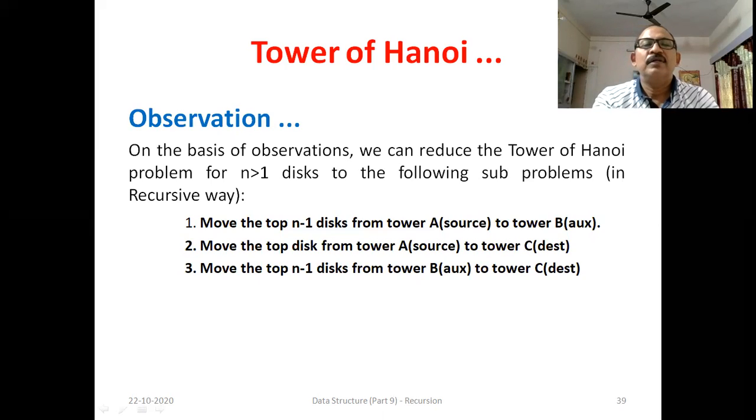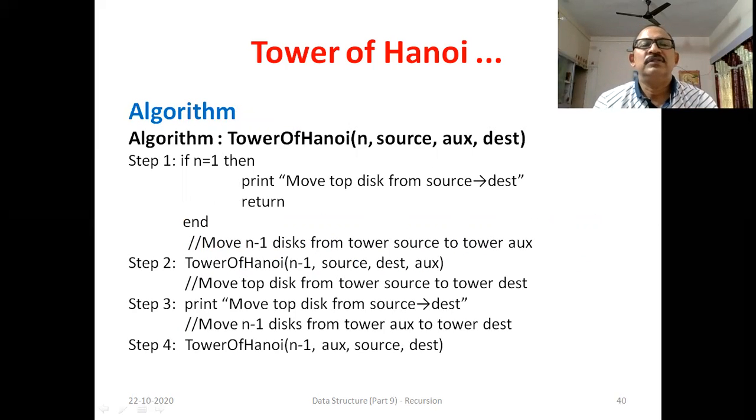Okay. Now, here is the algorithm of the Tower of Hanoi problem. If n is equal to 1, here we simply print: move top disk from source to destination. Is that clear? And return. If this is not the case, we break down the entire problem into 3 sub-problems, and solve these sub-problems in a recursive manner.